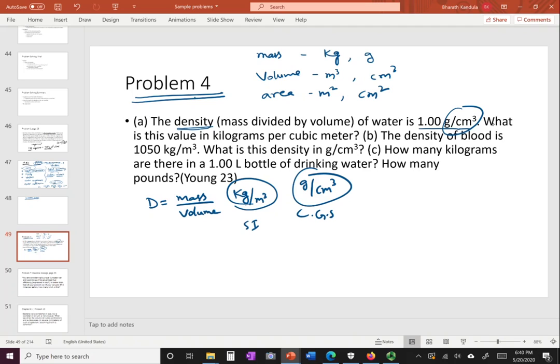Here we need to calculate this value, 1 gram per cubic centimeter, in SI units, kilogram per cubic meter. For this we use conversion factors. 1 kilogram is always equal to 1000 grams, because kilo is a prefix. If you look at your formula sheet prefixes, you will see 1 kilo means 10 to the power positive 3, 10 cubed, which means 1000. So 1 kilogram is always 1000 grams.